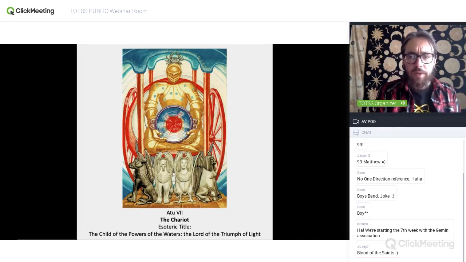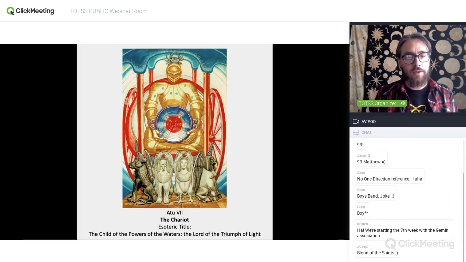Okay, and I don't think I mentioned the esoteric title here. The esoteric title is The Child of the Powers of the Waters, the Lord of the Triumph of Light. Again, we've talked about water symbolism a lot here. Lord of the Triumph of Light sort of made me think about the idea that the sun's entrance into Cancer is the summer solstice. And so that could be seen as the triumph of light, the sun reaching its zenith.